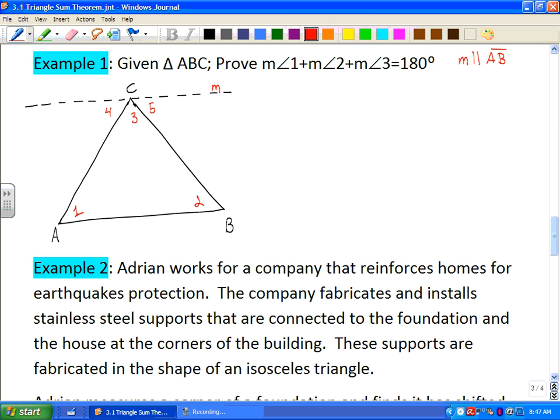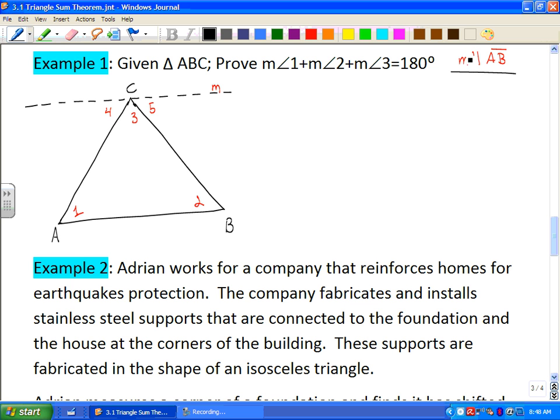We've done this using a paper triangle. We tore the edges off, taped them together, it made a straight line. Well, now we're actually going to prove it mathematically. Okay. The first thing when we try to prove something is we have to state what we know. Okay. What do we know?